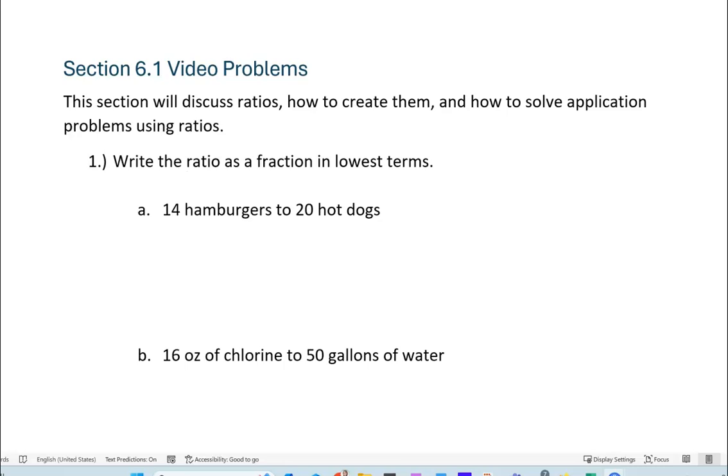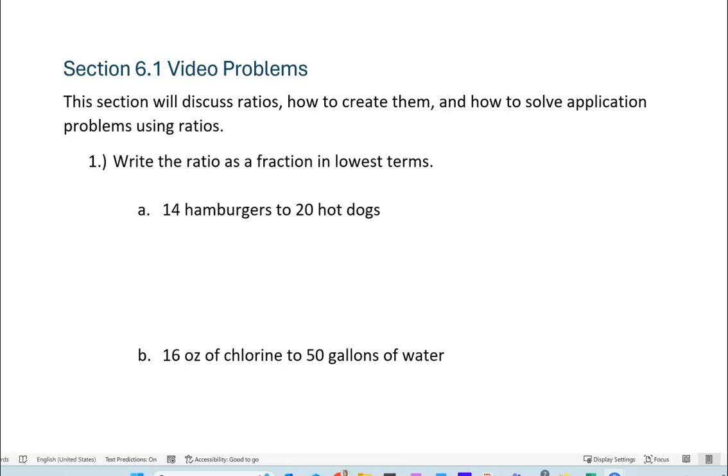In this section, we'll be talking about ratios. Ratios are very similar to fractions. Fractions speak in terms of parts of a whole, and ratios are used to be able to compare items, or relationships. So the first problem that we have here, it asks, write the ratio as a fraction in lowest terms.